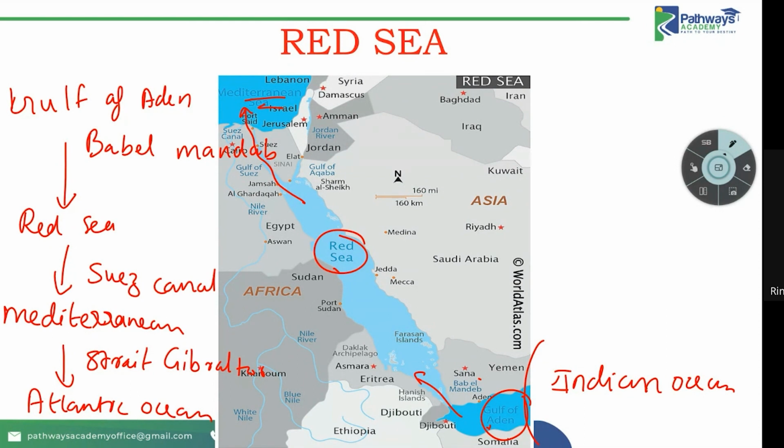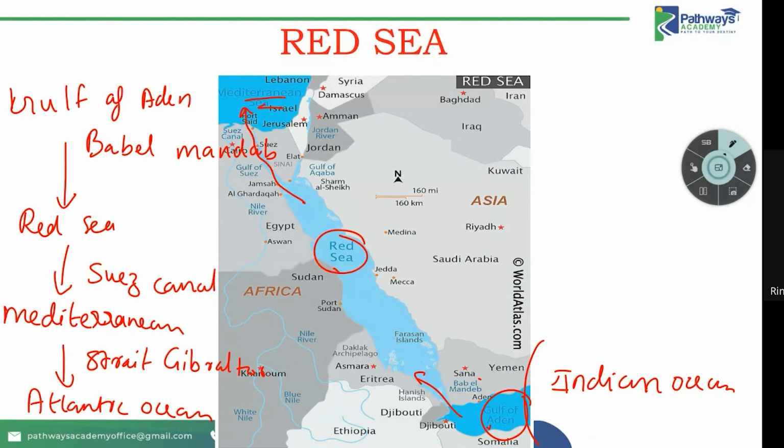In our first class, I already mentioned a clue to remember this. What was that? There is a red mandap in the middle of Eden garden. We all know what Eden is: a garden in mythology, in the Bible or Quran. So in the middle of Eden garden, there is a red mandap. You can remember that the Gulf of Aden is connected to the Red Sea through Bab el-Mandeb.